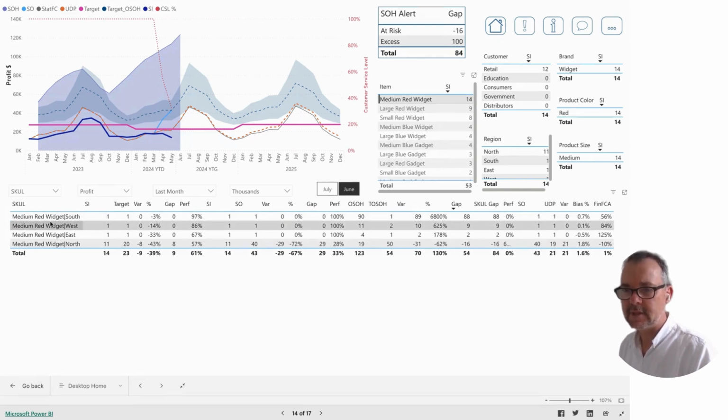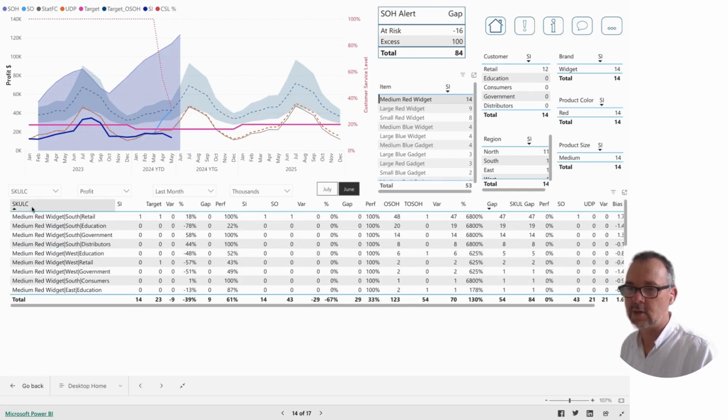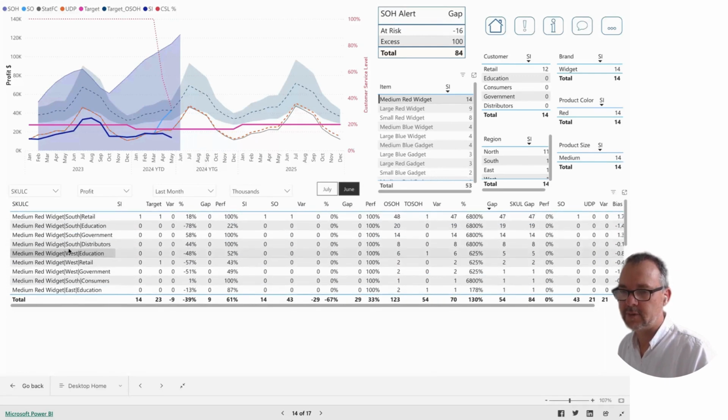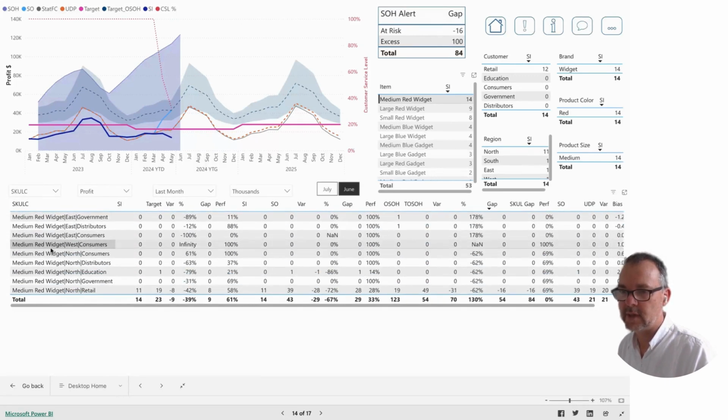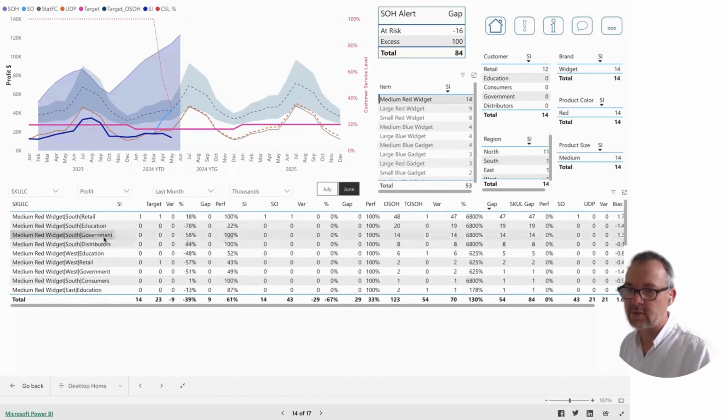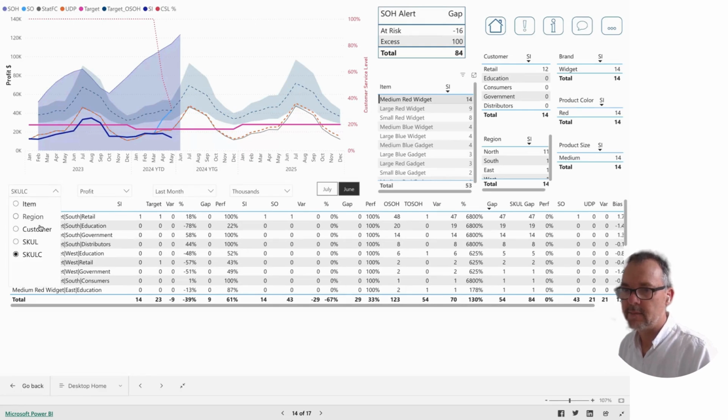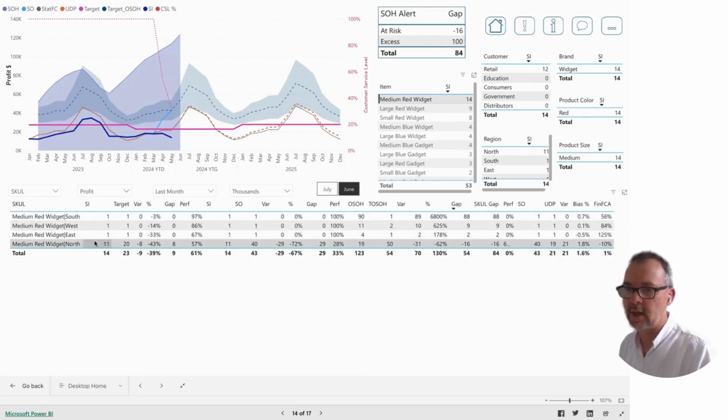In the bottom left here, we're seeing that it's drilling down by SKU. We could drill by SKU, which is stock keeping unit in a particular location for a particular customer. And so here are all these different combinations of medium red widgets being sold in different regions to different types of customers. For this video, I'm going to put it back to SKU, which is SKU by location, because we can see something really interesting.